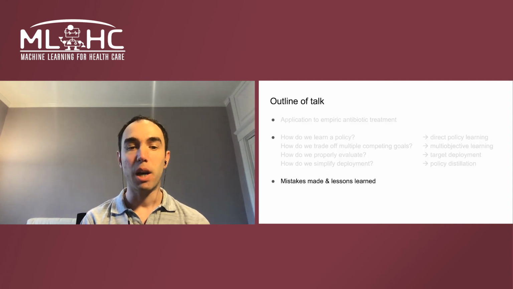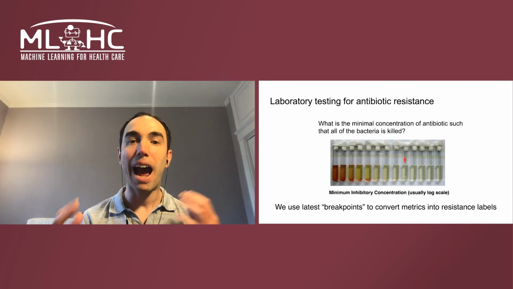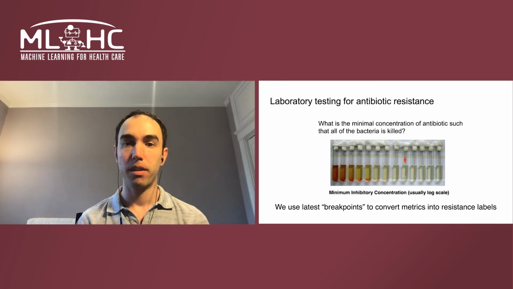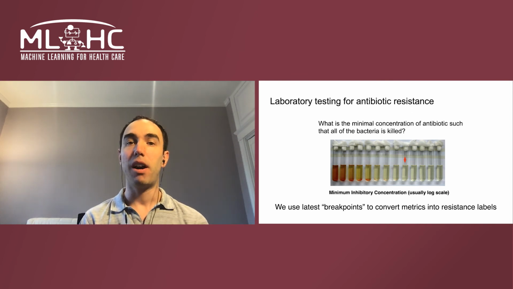Now, in the last part of the talk, I want to talk about some mistakes that we made. To do so, let me talk first about how laboratory testing for antibiotics is done. After culturing, the bacteria is put into a number of different test tubes, and an antibiotic is placed within these test tubes at varying different concentration levels, typically varying on a logarithmic scale. One then looks to see what is the minimal concentration of the antibiotic such that all of the bacteria is killed. And this is known as the minimum inhibitory concentration.